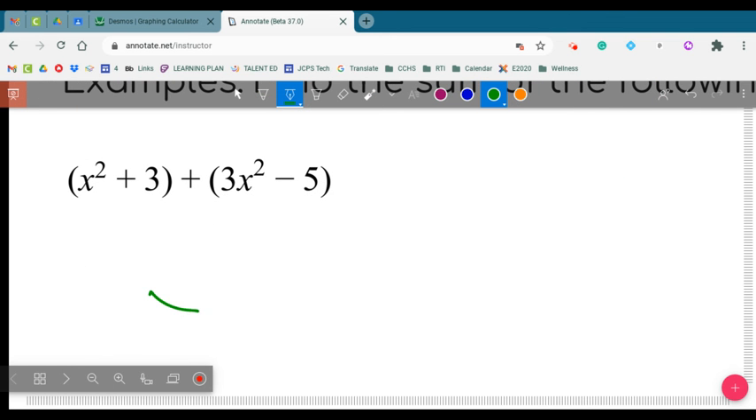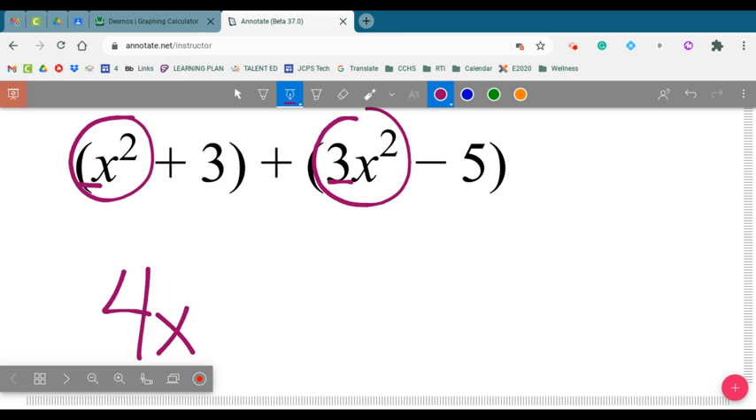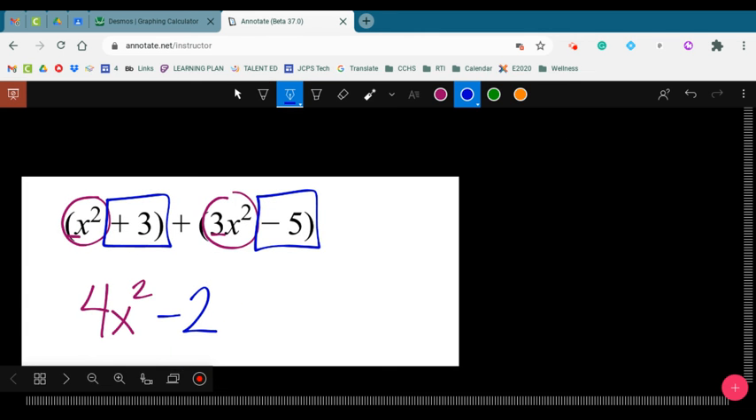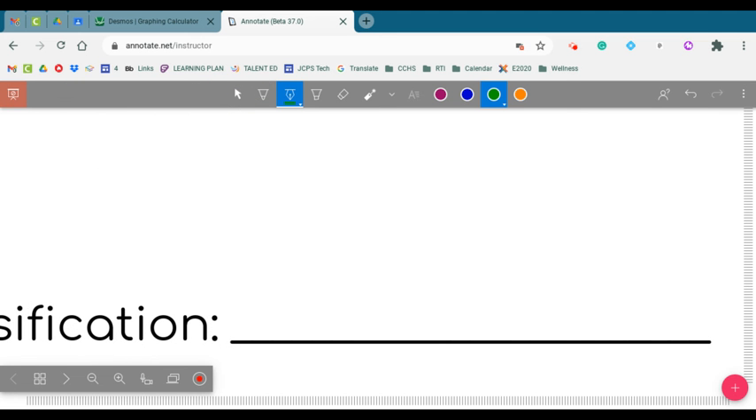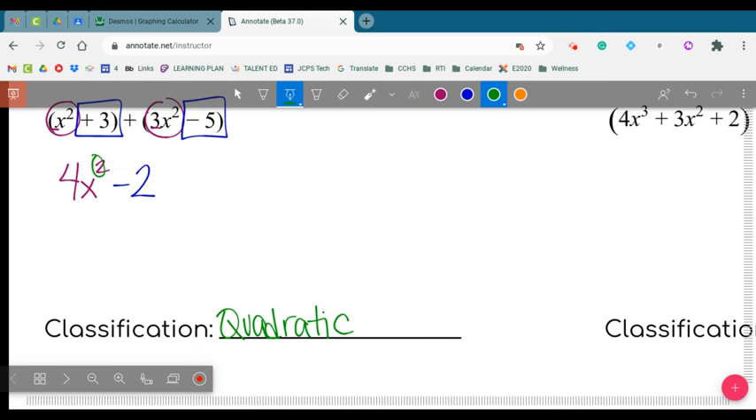So we have x squared plus 3 plus 3x squared minus 5. So x squared and 3x squared are like terms. I add my coefficients in the front, which is going to give me 4x squared. And then 3 and negative 5 are like terms. So 3 minus 5 is going to give me negative 2. Then I'm going to do my classification. Your biggest exponent is 2, so this is going to be quadratic. That's all we have to do with this. Combine like terms. Like terms mean they have the same variable and exponent. We're just messing with the coefficients in front whenever we're adding.